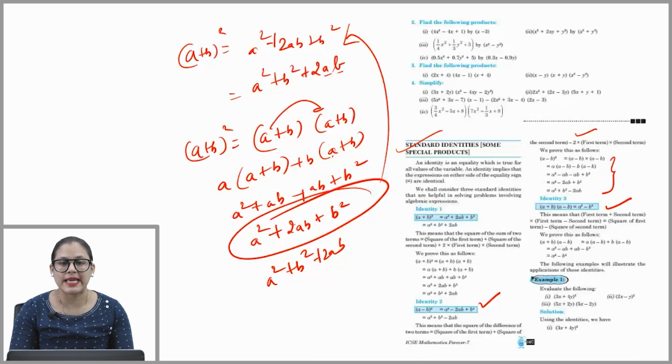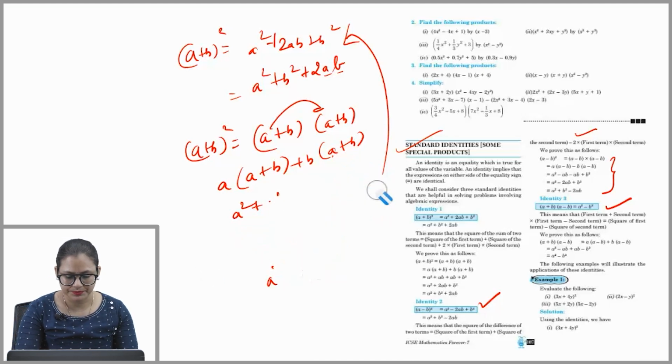Identity number 3 is (a plus b) into (a minus b) is equal to a square minus b square, right? This means that first term plus second term, into first term minus second term, is equal to the square of the first term minus the square of the second term. Okay. So, how are you going to prove this? Have a look.